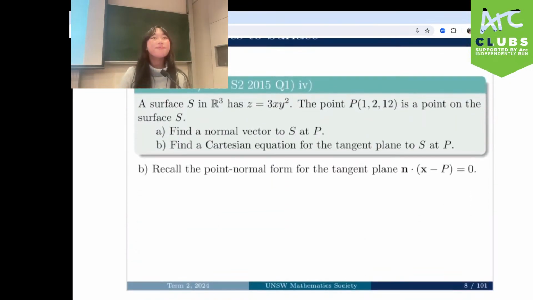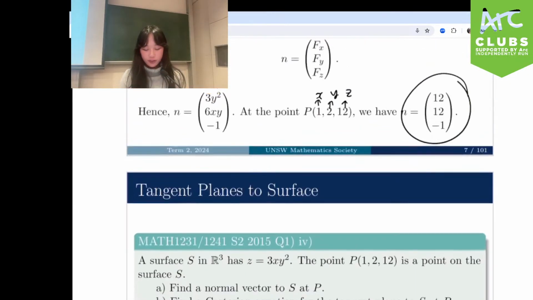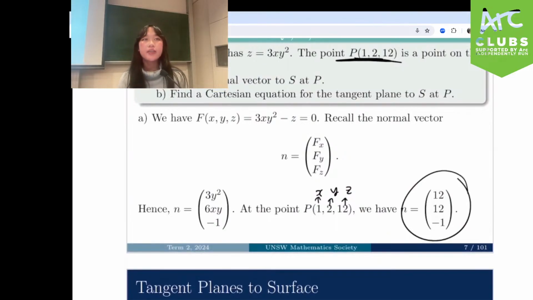So you subbed in point P into the normal, right? Yes, so we've found an expression for the normal vector by taking the partial derivative with respect to x, y, and z. So we've used this formula, but we're not quite done yet. After we do that, we also have to sub in the numbers, the coordinates of the points to get the vector itself. Okay? Any other questions so far? No? Okay.